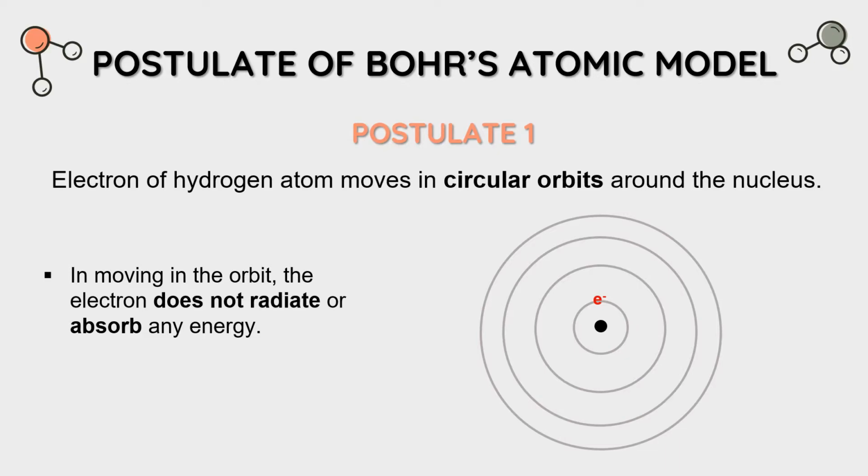Here we are going to discuss a few postulates of Bohr's atomic model. For the first postulate, the electron of a hydrogen atom moves in a circular orbit around the nucleus. These are the orbits as proposed by the Bohr theory. In moving in the orbit, the electron does not radiate or absorb any energy. So the electron will keep moving in its own orbit without giving out or accepting any form of energy.